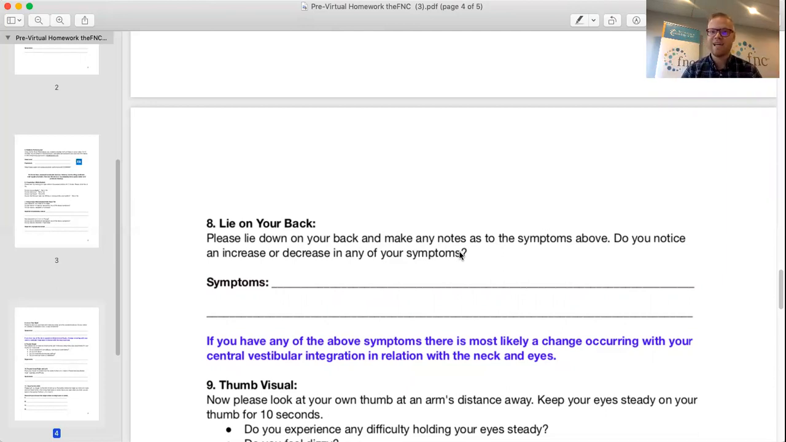In some patients, you'll lie down on your back and you might feel dizzy or spinny or feel like you're rotating. And then we're going to have to question, maybe there's something going on with positional vertigo or BPPV. And then that would need to be addressed, most likely by a provider that knows how to reposition you to make improvements.